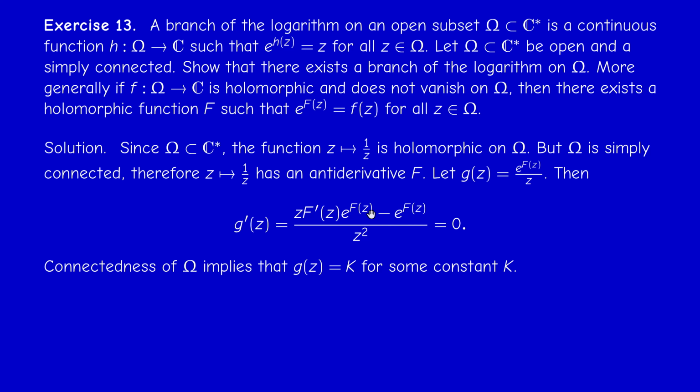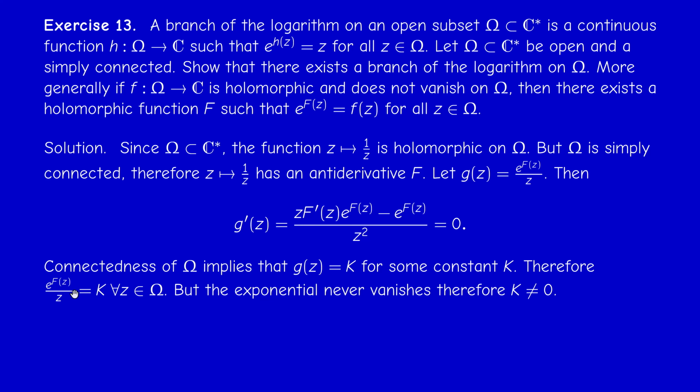Why is the numerator 0? Because if we simplify by e to the F of z, I get z F prime minus 1. But since capital F is an antiderivative of 1 over z, then F prime is 1 over z. So z F prime is 1, so the numerator is 0. Okay. So we have a holomorphic function whose derivative is 0. But since omega is simply connected, it's in particular connected by definition. So g is a constant. Therefore, e to the F of z over z is this constant, K.